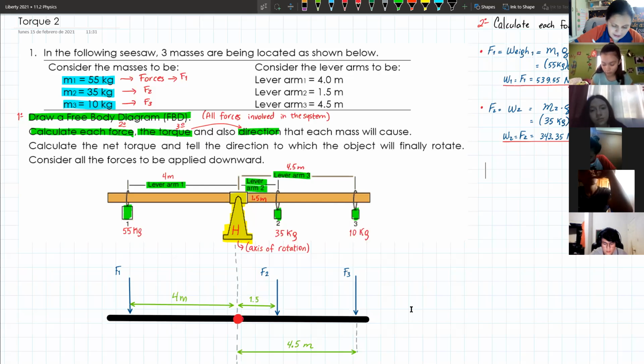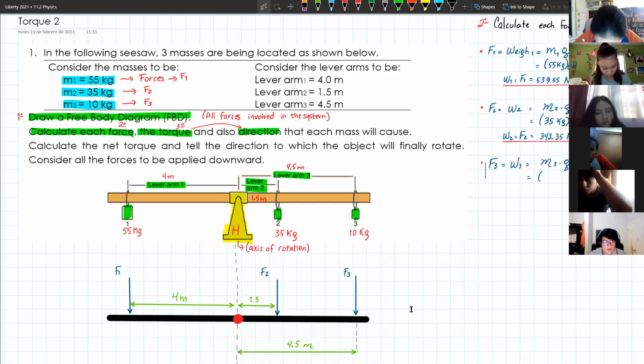After this, we continue and calculate the third force. The force number 3 is equal to the weight number 3. And this is equal to the mass 3 times gravity. Mass 3 is 10 kilograms, and gravity is 9.81 meters per second squared. The total is equal to 98.1. And the units are newtons again.